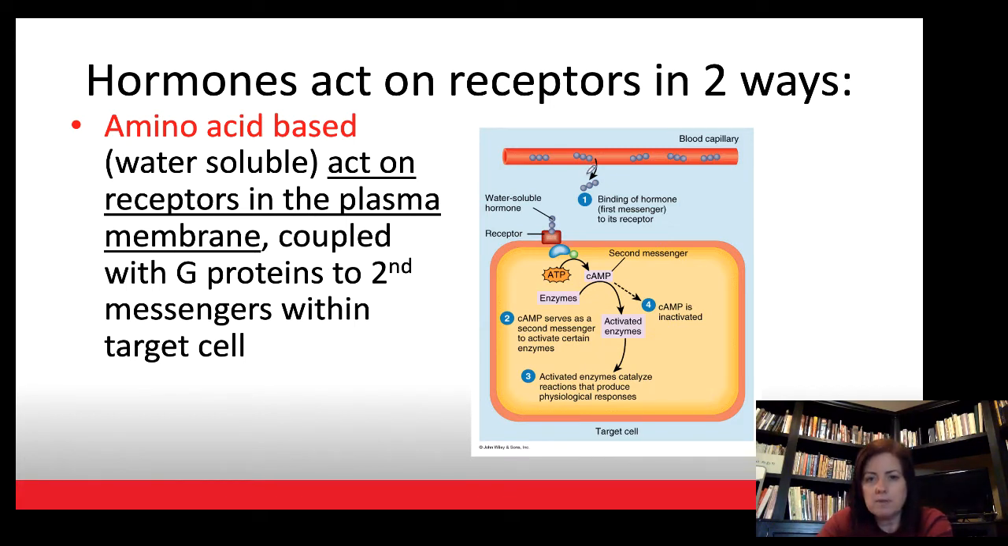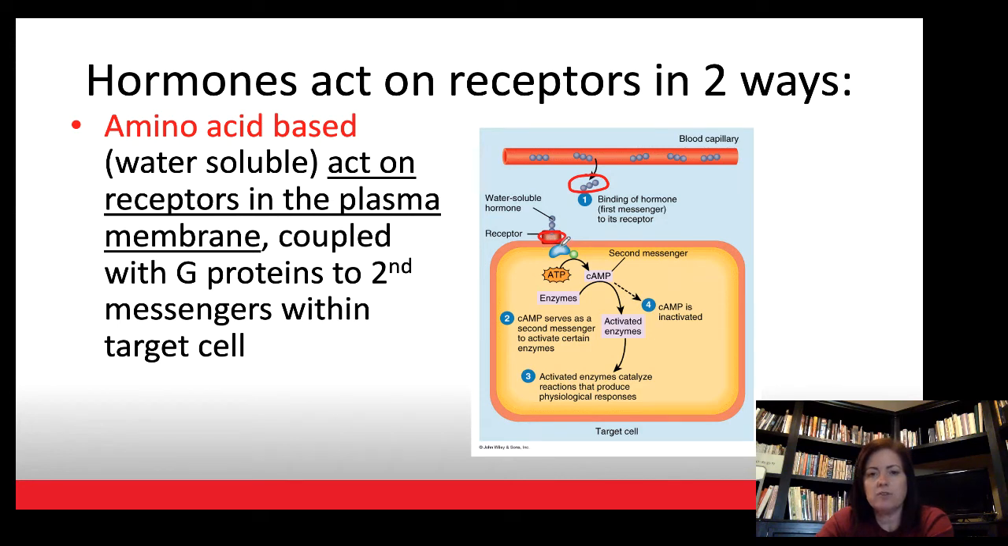So what happens, here's my hormone here, and it's basically been floating along in the bloodstream, and it's going to leave the bloodstream, and here's my target cell here. So what's going to happen with this? Because it's water soluble, it's not able to enter the cell. It can't cross the plasma membrane. So it ends up binding with a protein receptor embedded in the plasma membrane. And that hormone's going to come along and bind with that receptor.